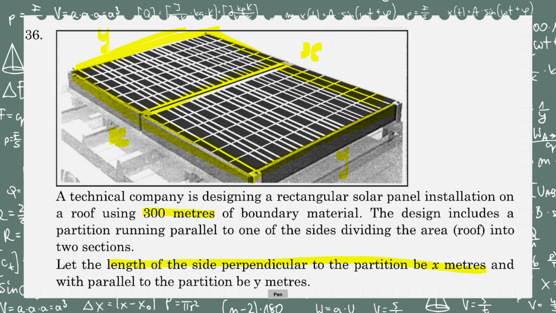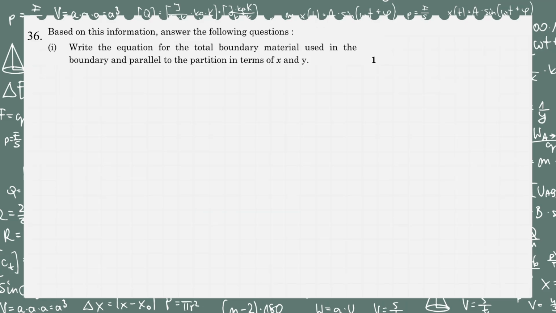That's what is given. Now we need to use this information to answer the following questions. Based on this information, answer the following questions. Write the equation for the total boundary material used in the boundary and parallel to the partition in terms of x and y. For you to understand better, I am drawing that solar panel in a miniature size.